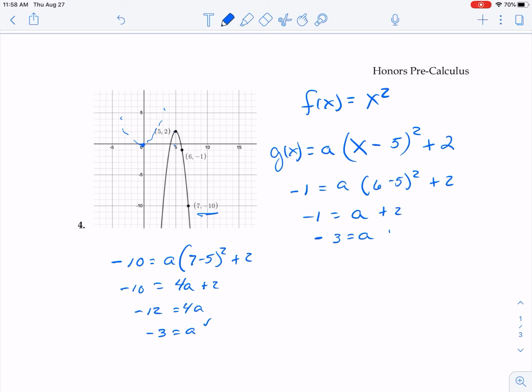Hey, they're both the same. It's always good to check. So what's my final equation? g of x equals negative 3 times x minus 5 squared plus 2.